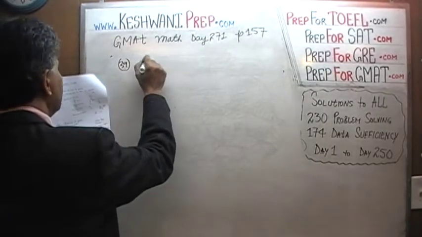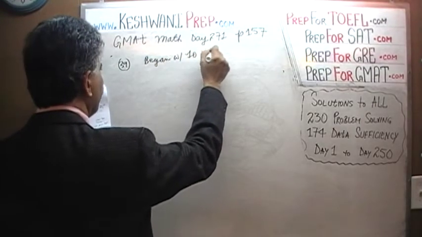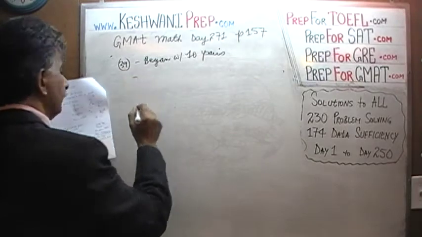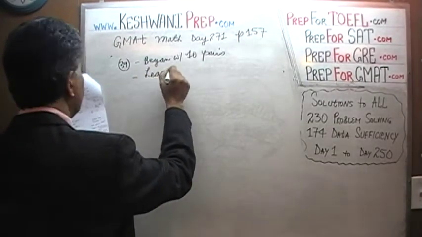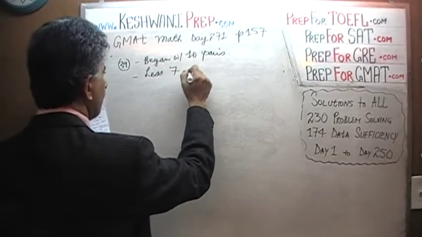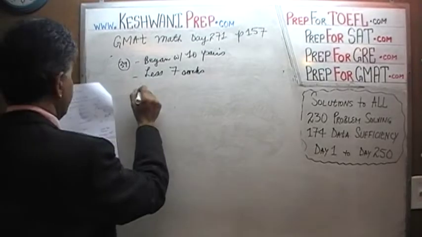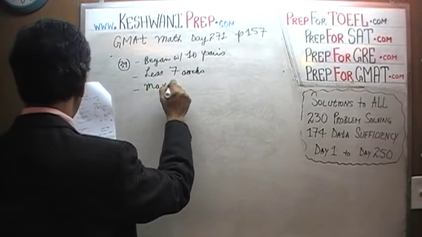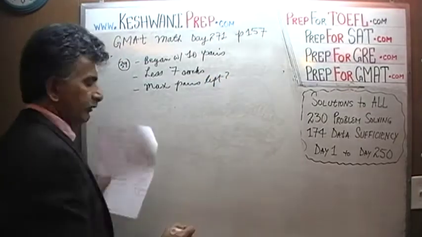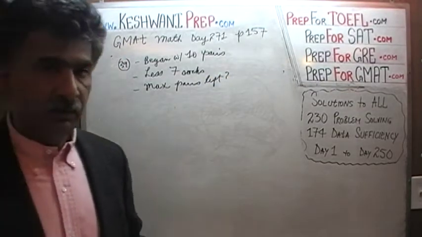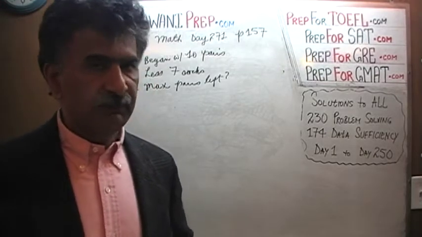In number 39, we are told that we began our laundry with 10 pairs. We finished with 7 socks missing. The question is, what's the maximum pairs left? What's the maximum number of pairs of socks that we have left out of the 10 pairs that we started with, in a scenario where we are told that we have lost 7 socks?